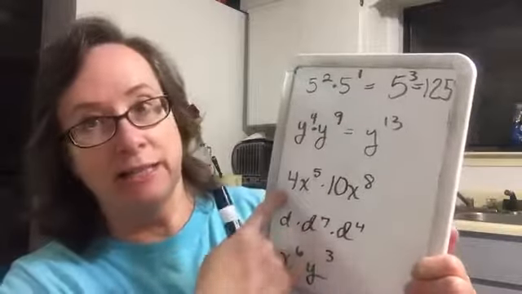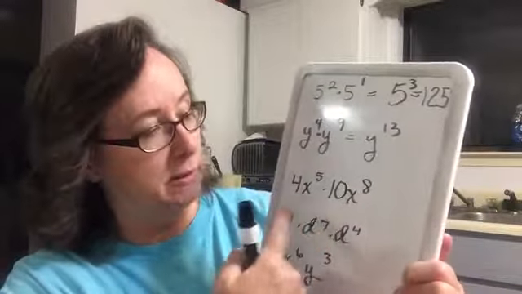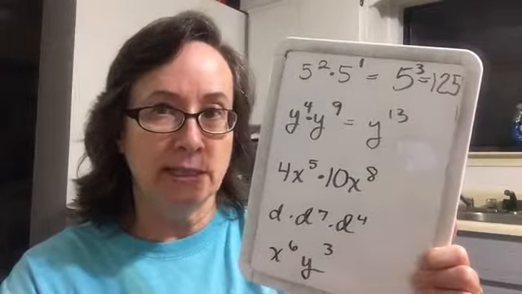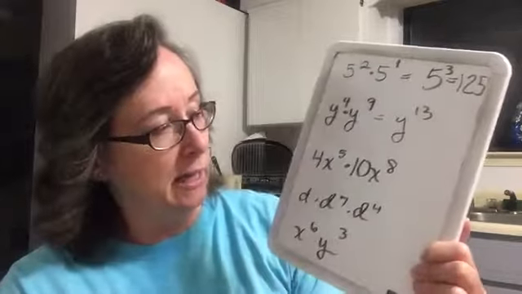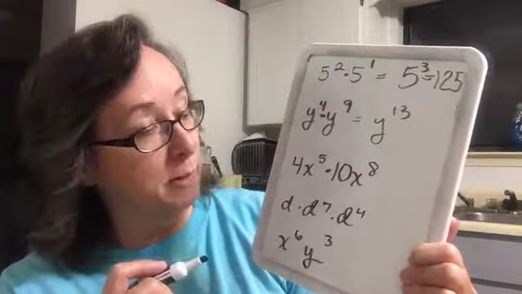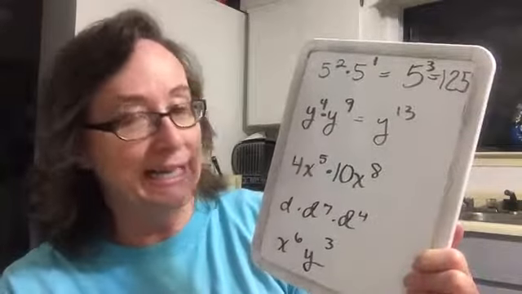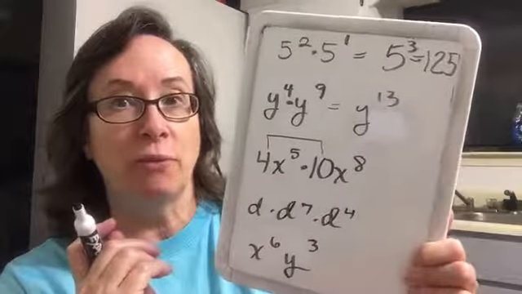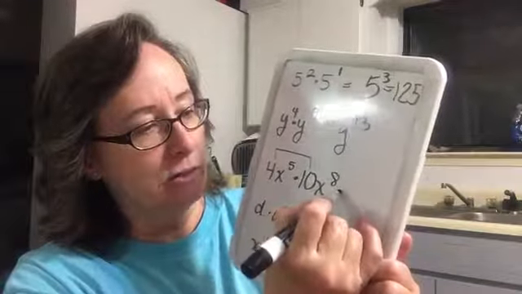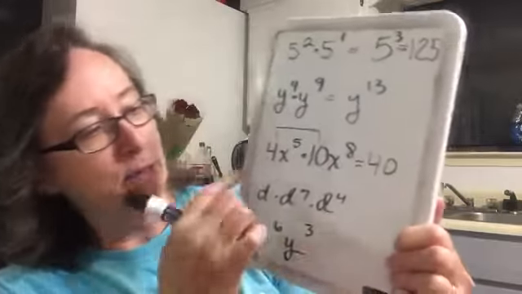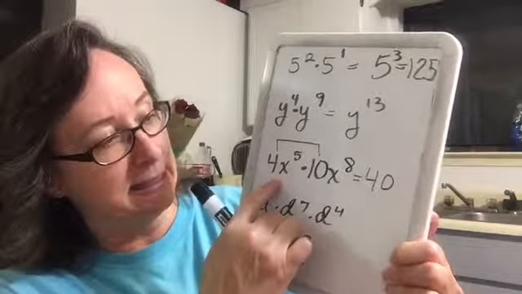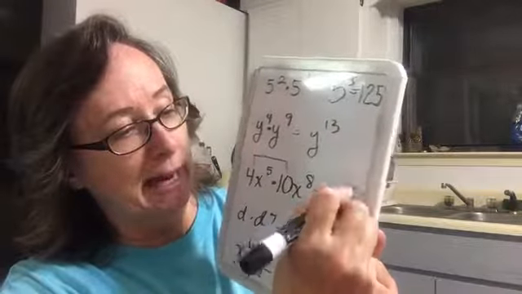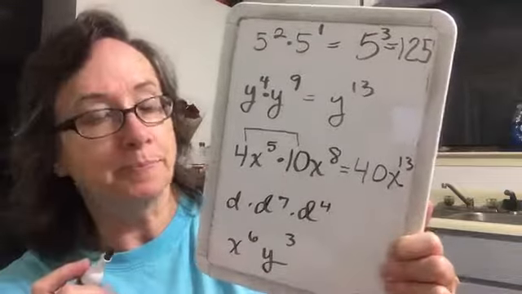On the next one, we've got coefficients and variables with exponents. We're multiplying them together because of the commutative property of multiplication. That means that multiplication can be switched around in any order we prefer. We can multiply the 4 and the 10 to get 40, and then we can multiply the two like bases together, the two x's, and then add their exponents and get x to the 13.